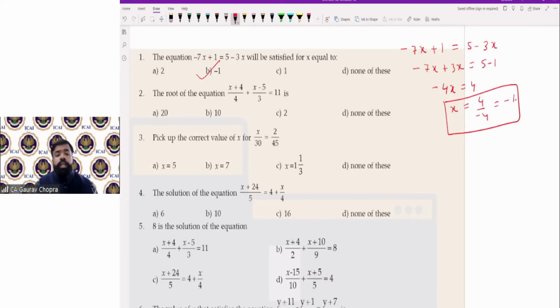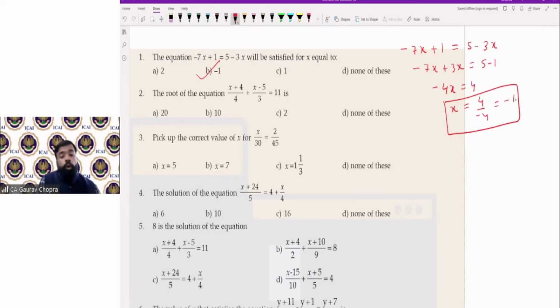Now, such a question can also be solved by using the options. So, if you want to solve the second question by using options, you can try that also. You have both ways, no need to worry. You can take the LCM and simplify, or you can simply put the values and then find the result. So, let's see by using options.